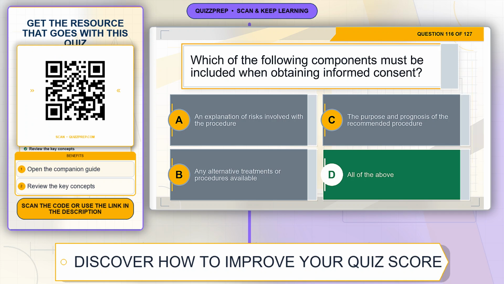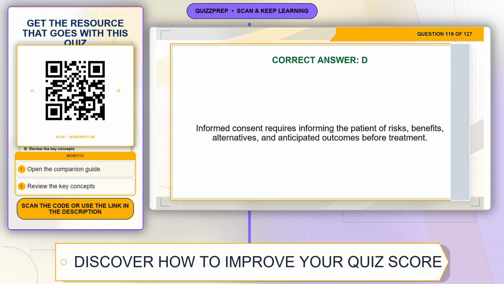All of the above. Explanation. Informed consent requires informing the patient of risks, benefits, alternatives, and anticipated outcomes before treatment.